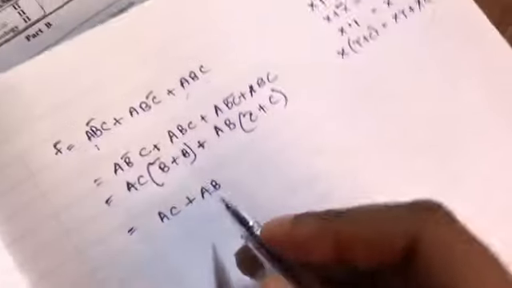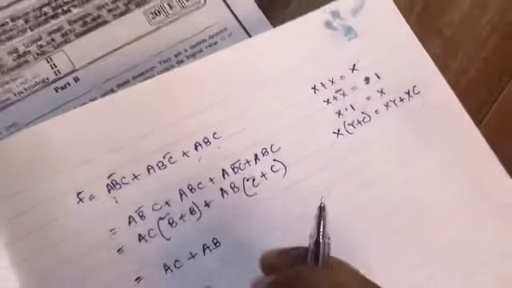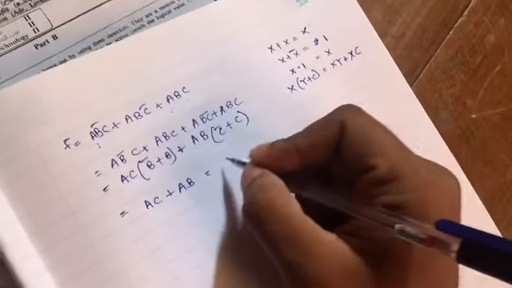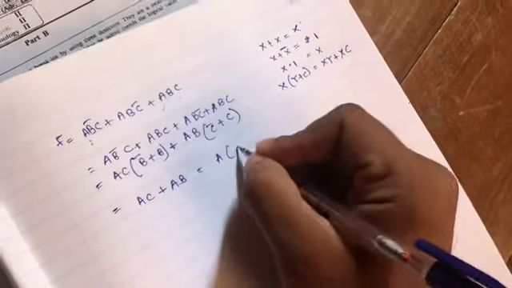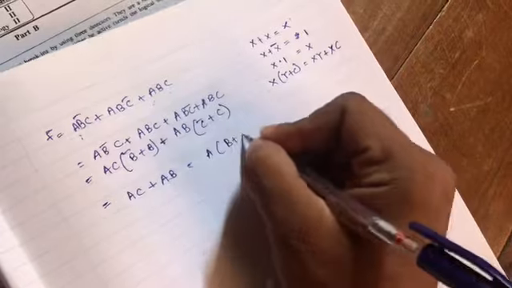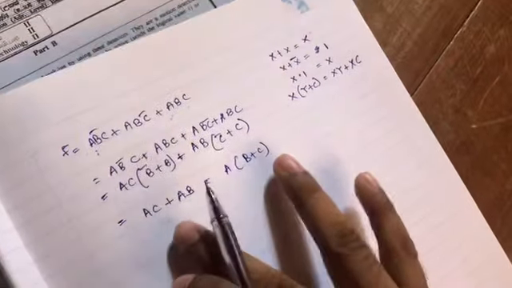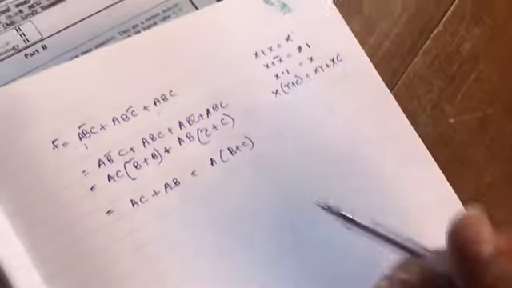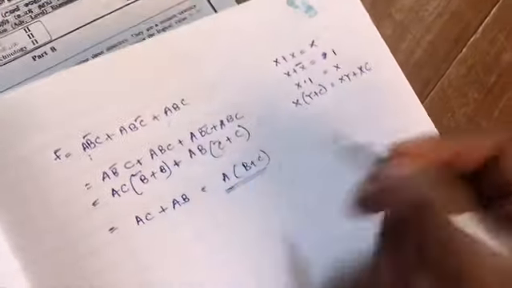right? So after this, you can actually take out A and then put C and B into one bracket, such as this, A into (B plus C), right? But that's actually not that necessary, right? You can write it down like that, and there's nothing wrong with writing it down like this, right?